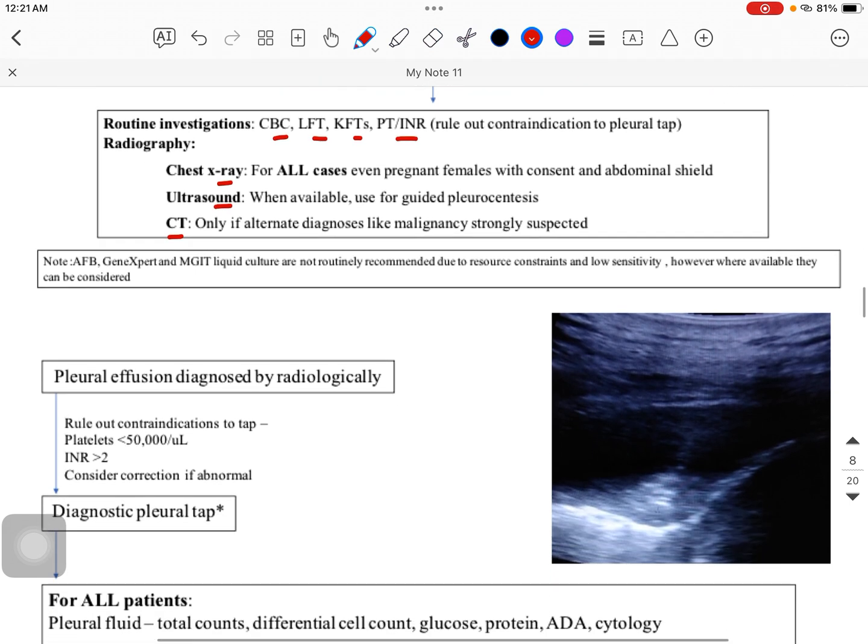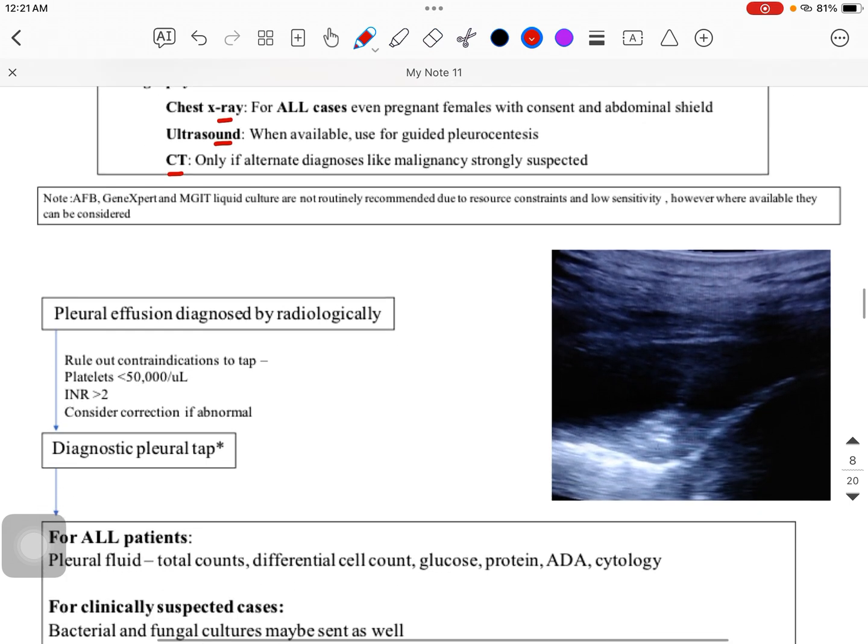Now if we talk about the radiology, here we are doing the ultrasound. This is a picture of USG, where they are trying to find out where the effusion is. Probably this is the liver border which we can see over here, and this is the anechoic region in the ultrasound, which could be the excess amount of pleural fluid.